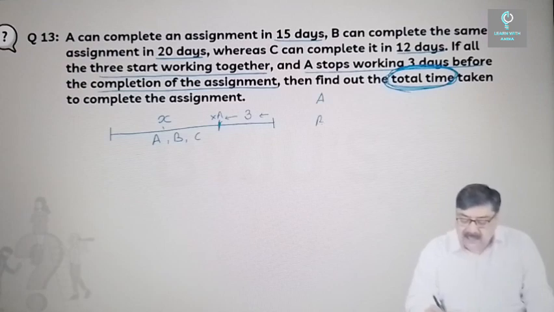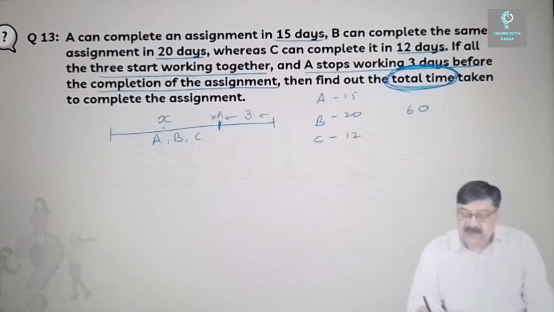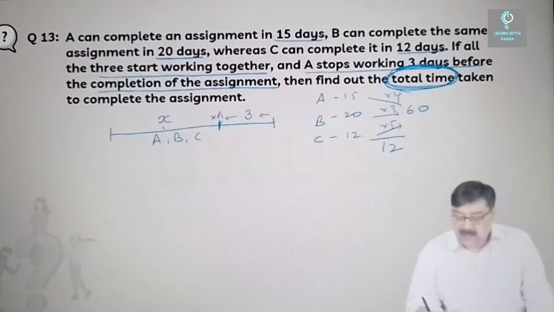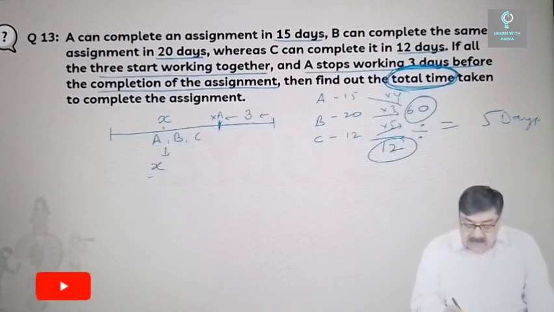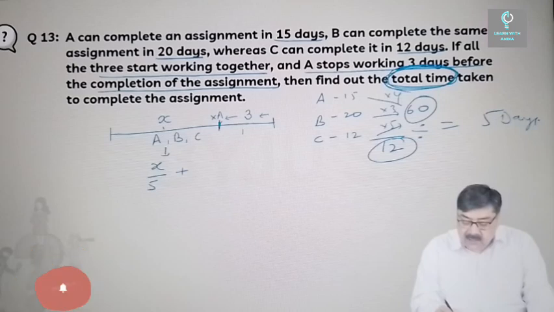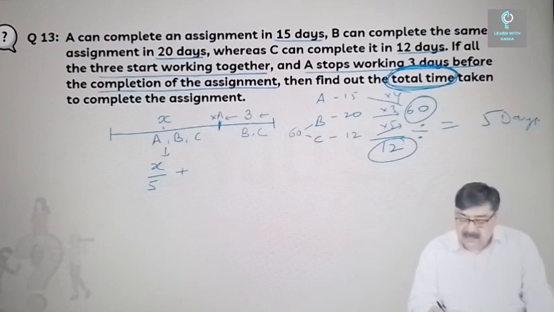Now for A, B and C, let us take the LCM. It is 15, 20, 12, and we have 60 here. 60 divided by 12 is nothing but 5 days. So X days work of A, B and C will be X by 5 plus 3 days work of B and C, because A is not working. For 3 days B and C have worked. So B and C here 20 and 12. Once again, LCM is 60.